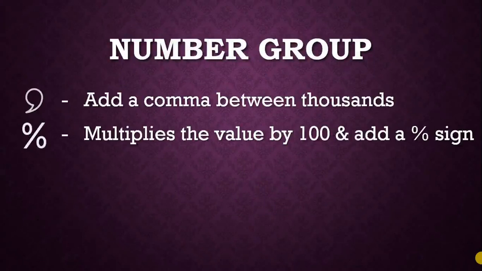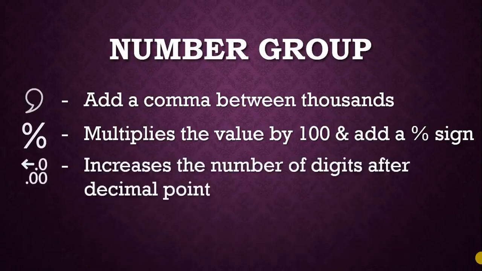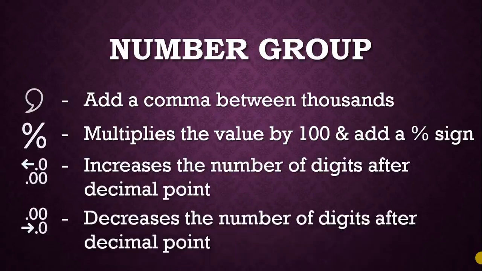Next, percent style. The percent style option multiplies the number value by 100 and displays the number value with a percentage sign. Next, increase decimal. By using this option, we can increase the number of digits after the decimal point. Similarly, decrease decimal. This option reduces the number of digits after the decimal point.